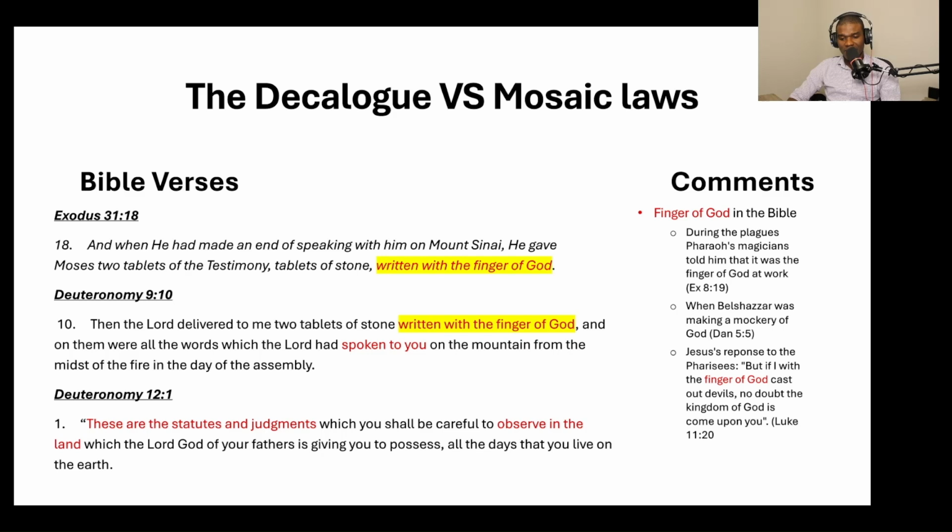Deuteronomy 12:1. "These are the statutes and judgments which you shall be careful to observe in the land which the Lord God of your fathers is giving you to possess all the days that you live on the earth." Those are not the 10 Commandments.